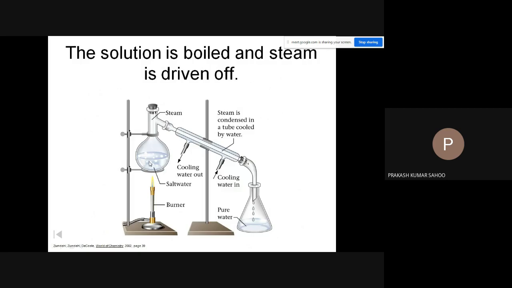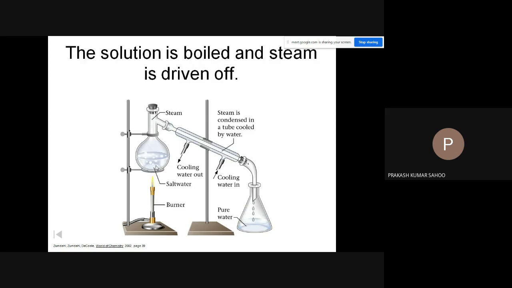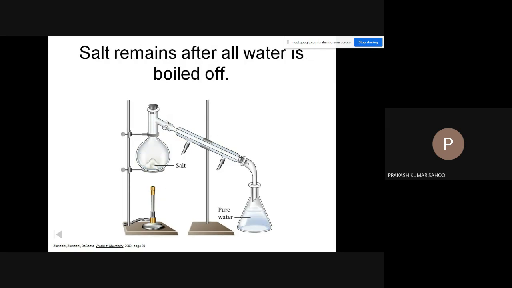This is just a sample of salt water. If I evaporate this sample, then the water gets collected here after purification or distillation, and the remaining will be the salt. Just see this one, only salt is there here. This is a salt solution, and when I distill it, we will have only the salt part. So salt is here and pure water is here.